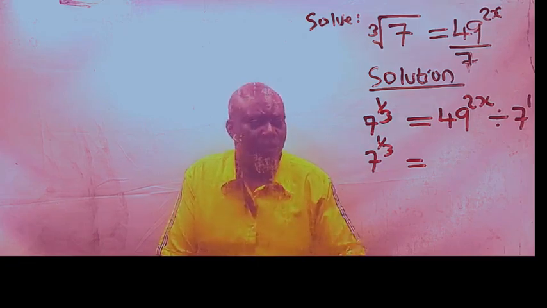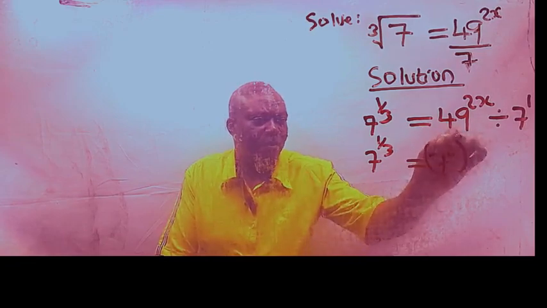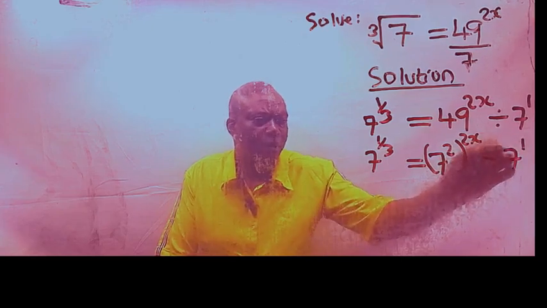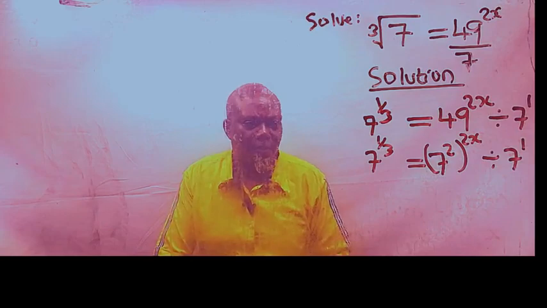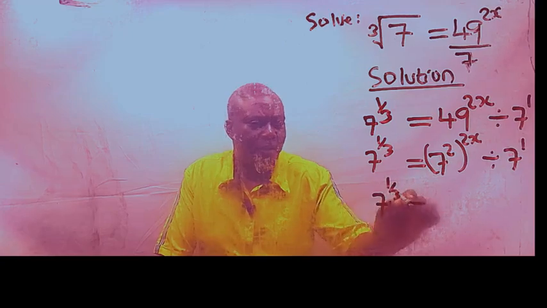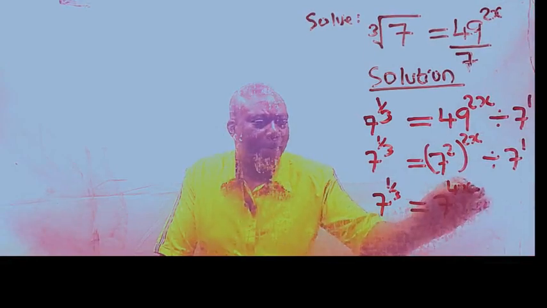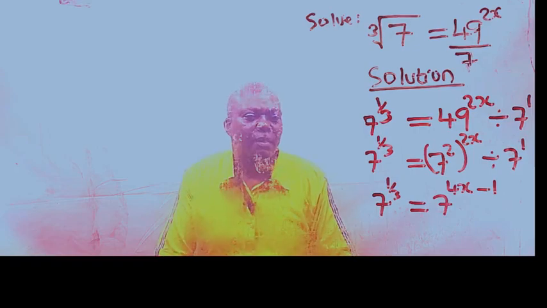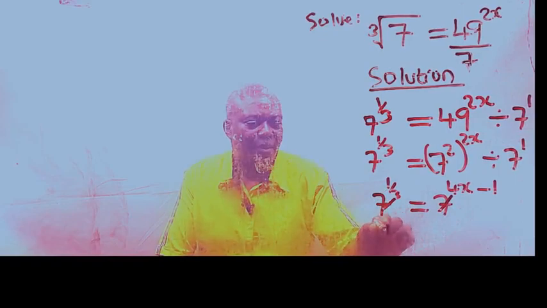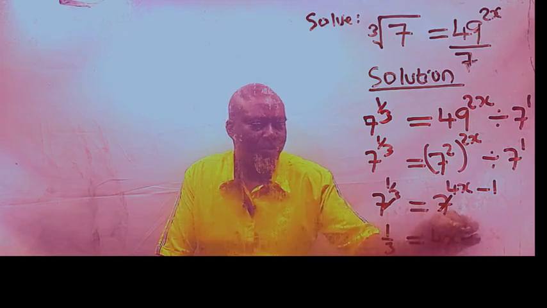49 is 7 squared. So you have 7 squared, whole to the power of 2x, divided by 7 to the power 1. Let's continue. This one will become 7 to the power 1 over 3 equals to 7 to the power 4x minus 1. Lower indices. So this and this will go. What you have here will be 1 over 3 equals to 4x minus 1.